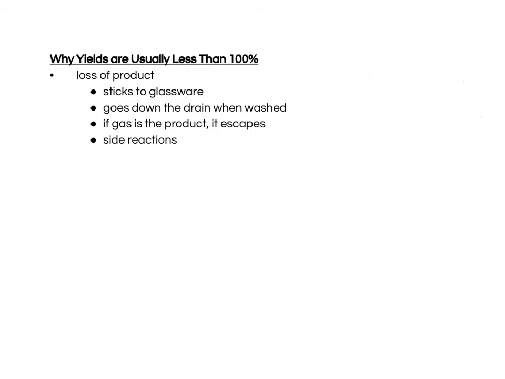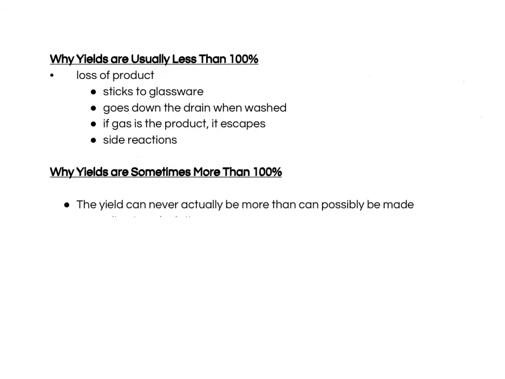Okay, so the next thing I want to talk about is why yields are sometimes more than 100%. And I want to be clear to say that the yield can never actually be more than that. In real life, you can't actually make more product than is predicted on paper, right? That's because of the law of conservation of matter. In a chemical reaction, we're not making more matter, we're just sort of rearranging it, right?